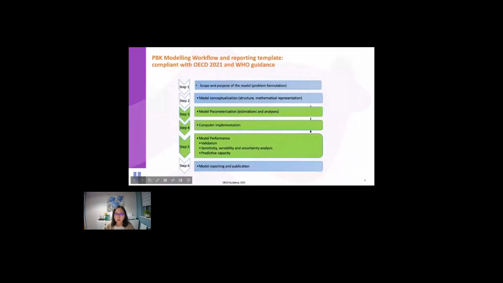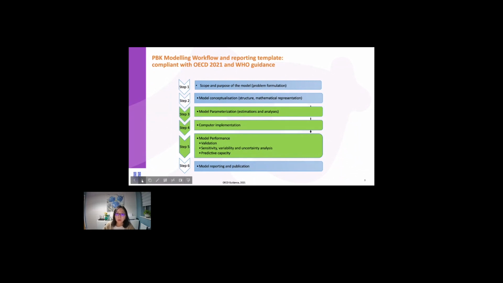Yeah, and also to ensure best practice, the PBK modeling workflow and reporting procedure was all compliant with both OECD 2021 and WHO guidance. That I'm not going to go into detail. And next one, please.